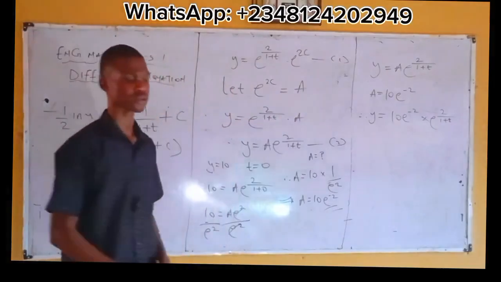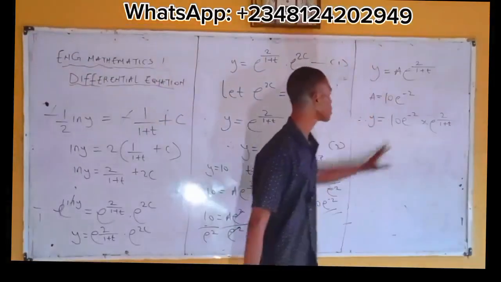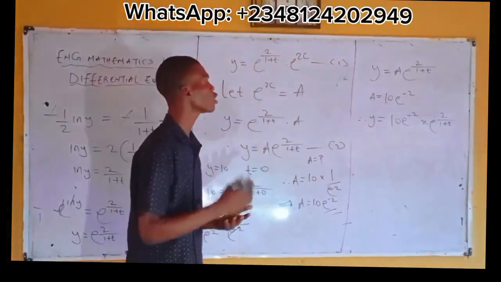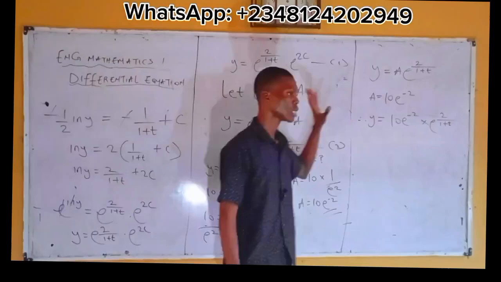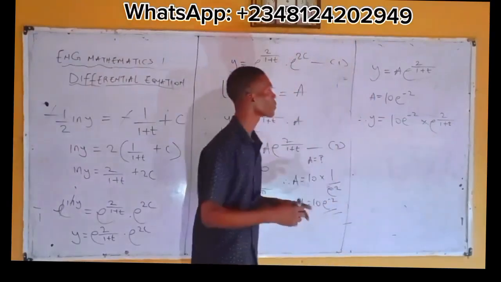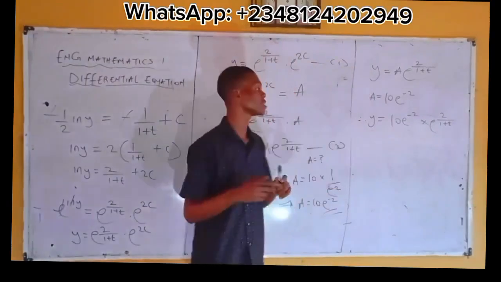Any question? Up to this level, we're actually done. But we want to finalize our answer, meaning we want to get y in terms of t. If you go with this, you're actually correct, but we can still simplify further. For me, I apply the idea of indices.